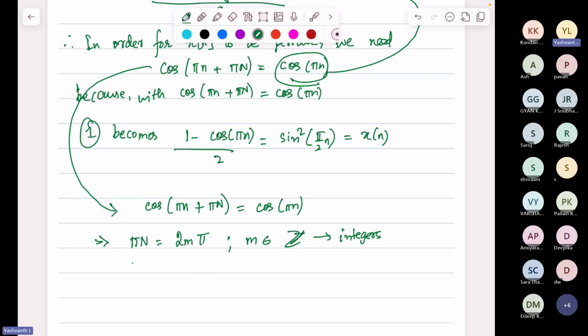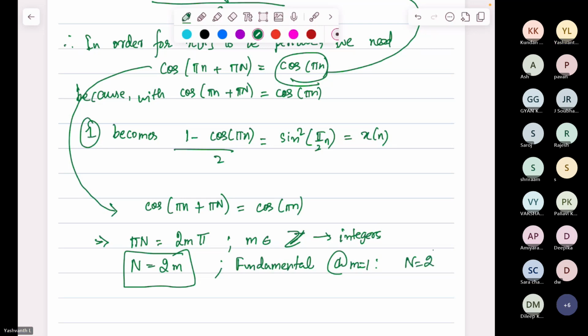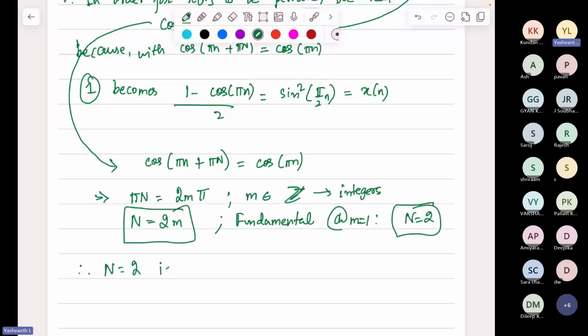This is the period. But what is the fundamental period? That is at m equal to 1, the first period. So the fundamental period is N equal to 2. Therefore, N equal to 2 is the period of x of n.